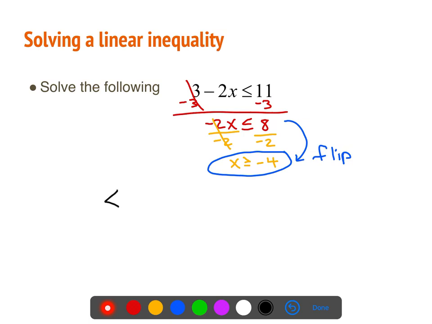What does that mean? Well, when we have an equation, we get one answer. That's like a point on the number line. In this case, if I look at the number line, I'm just going to put a few numbers on here.